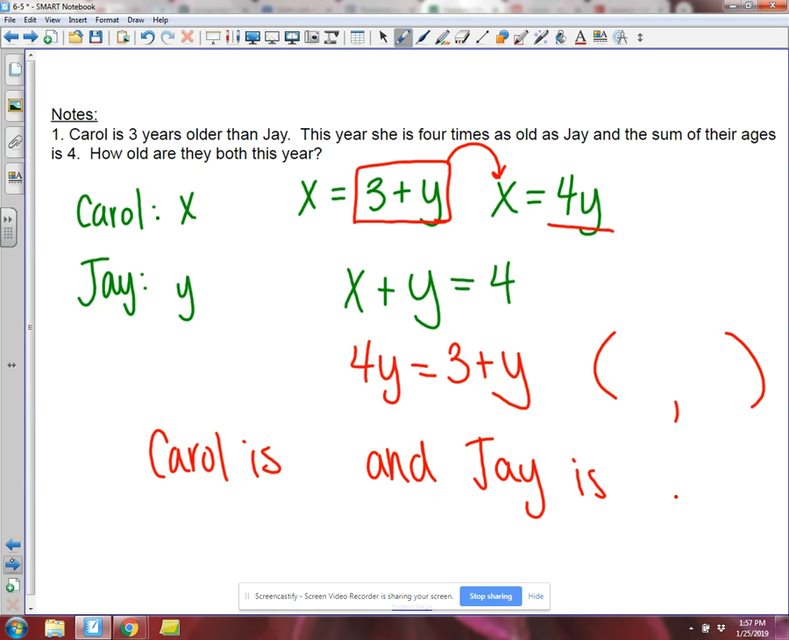Perfect. Which one is which? You said 3 then 1, so that's Carol then Jay, right? Oh, so they're just little guys. 3 years old and 1 year old.